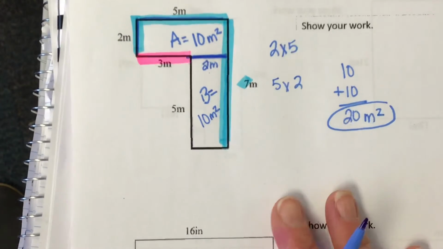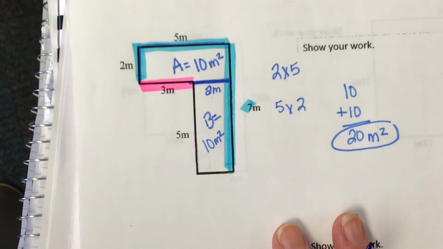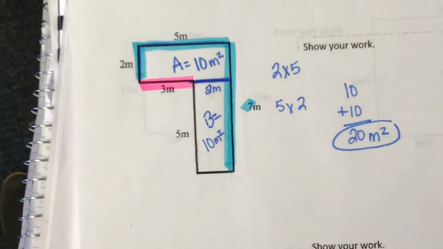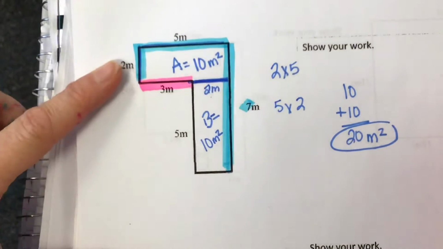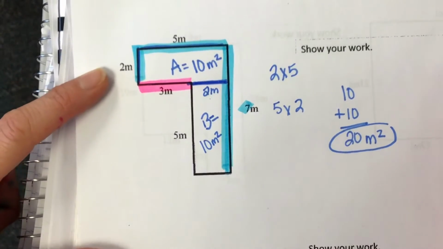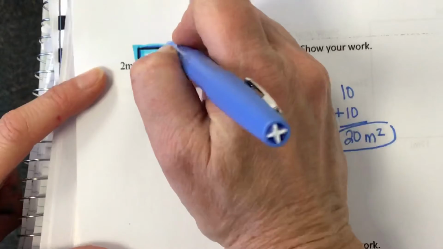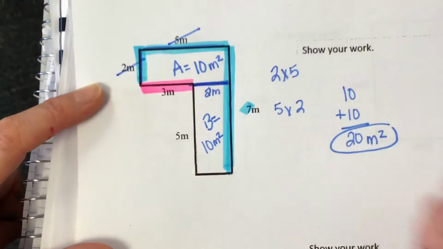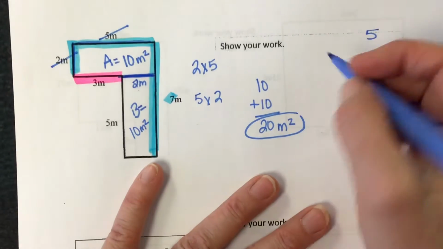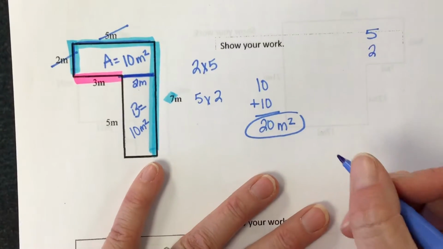Now, who can find the perimeter of this shape? Gage, tell me what to do. First do 5 plus 2. Okay, as we mark off and I write them down to add, I like to cross them off so I know they're added in already.